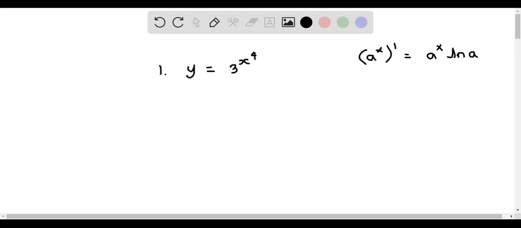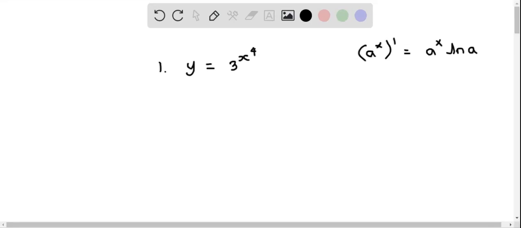Let's do question 1. Here we find the derivative of y equals 3 raised to the power of x^4. We can find its derivative using the u substitution. We are going to make the substitution u equals x^4. So we find the derivative of u with respect to x, that is du/dx, and this equals the derivative of x^4. According to the power rule, it is 4x^3.